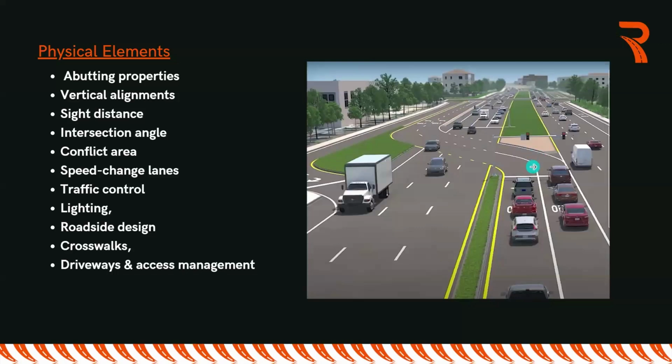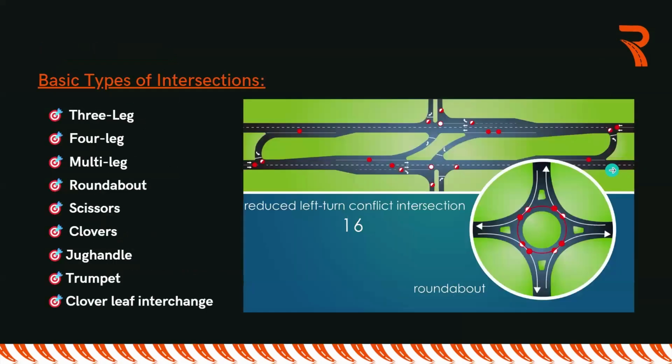And then we are talking about lighting. So you can see this is a clearly open area, so there is no lighting that has been provided. And then, of course, speed change lanes. You can see this is more of an acceleration section that we have at this specific point. And basically, these are the physical elements that vary from site to site.